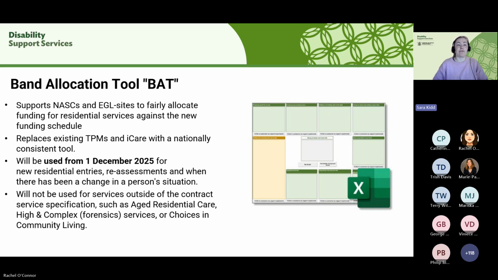It will be used from the 1st of December of this year for all new residential entries, reassessments, and when there has been a change in a person's situation. It will not be used for services outside of the contract service specification, such as aged residential care, high and complex services, or choice and community living.